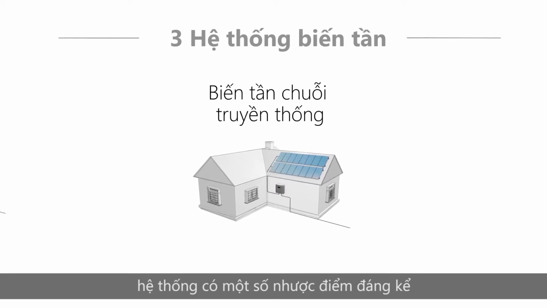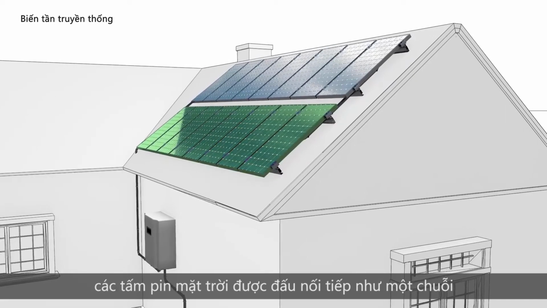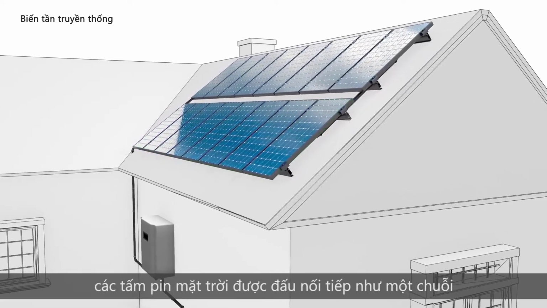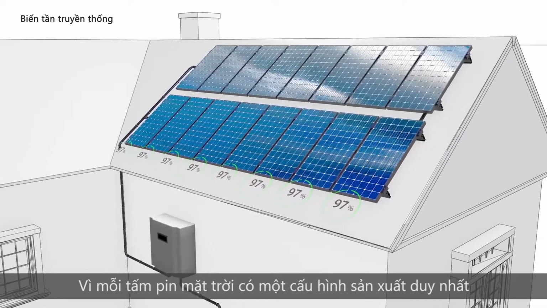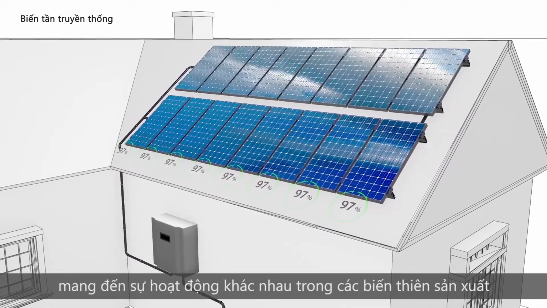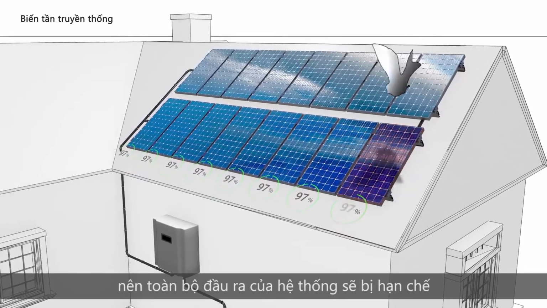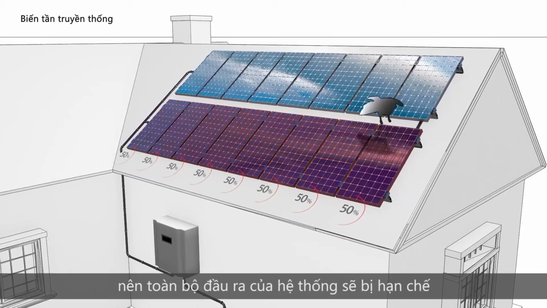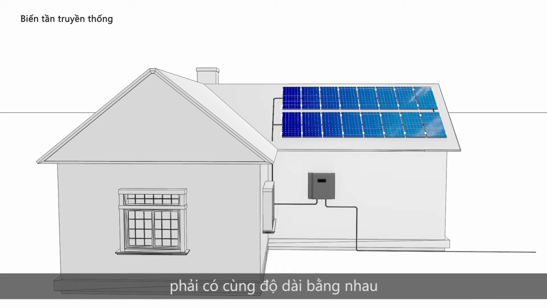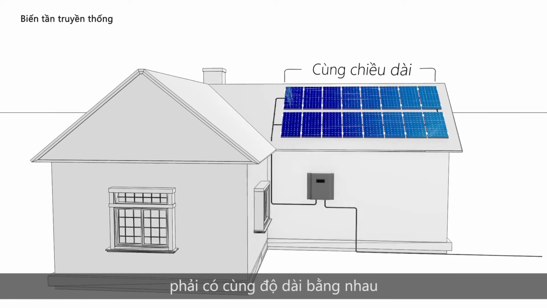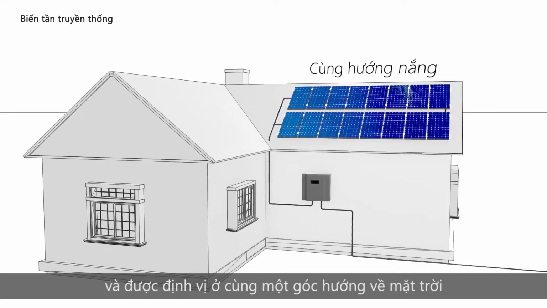The traditional string inverter topology, which is still used in the vast majority of all installations, has a number of significant drawbacks. In traditional systems, panels are wired in a series as a string. Since each panel has a unique power production profile, which is a function of differences in manufacturing variances, installation parameters, and shading patterns, the entire system's output is limited. The traditional system design requires all strings to be at the same length, using the same type of panels, and to be positioned at the same angle towards the sun.